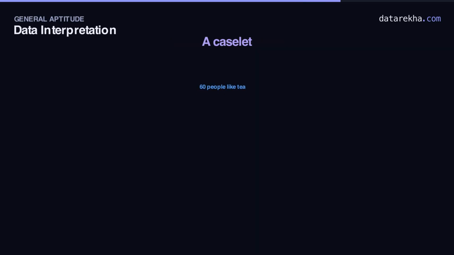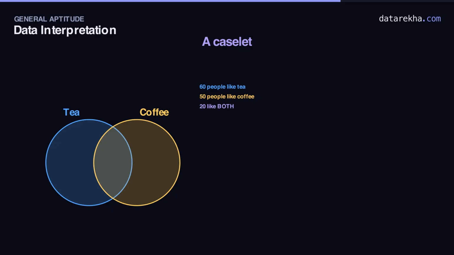Not all data comes as a chart. Sometimes it's a short paragraph, a caselet, and the trick is to picture it. 60 people like tea, 50 like coffee, and 20 like both. How many like at least one of the two? Draw two overlapping circles. The overlap is the 20 who like both.